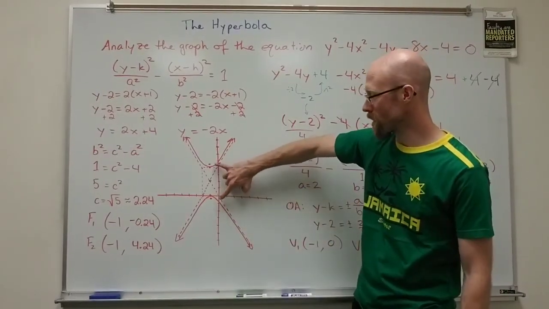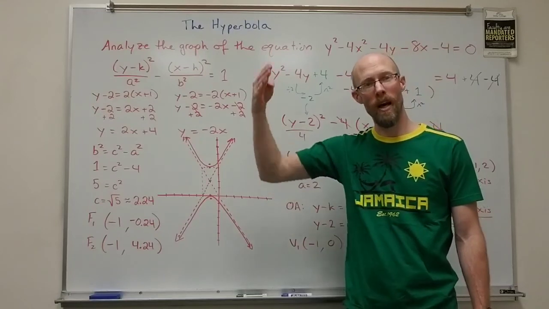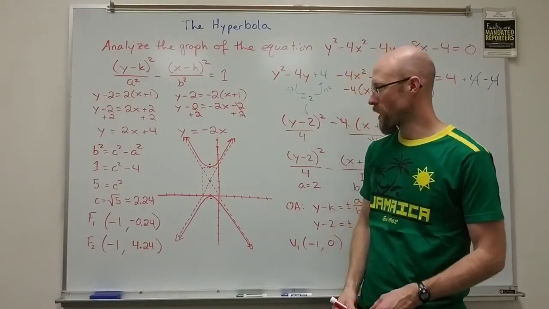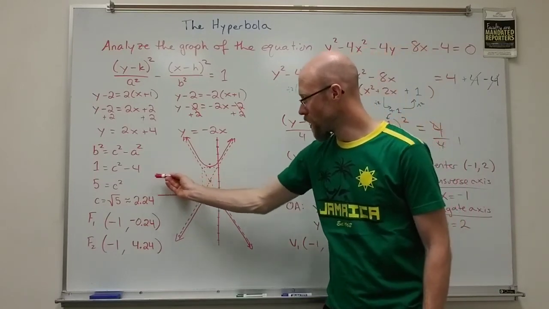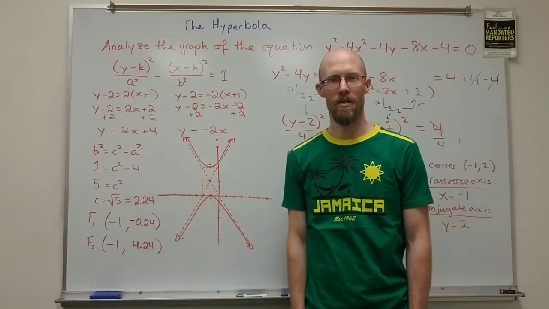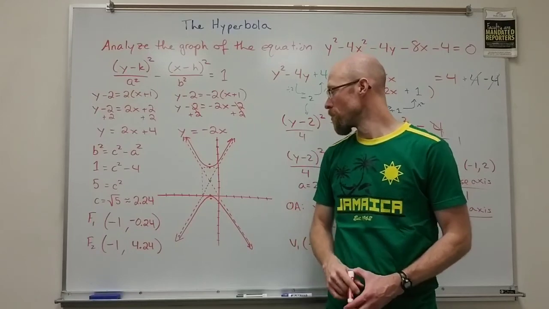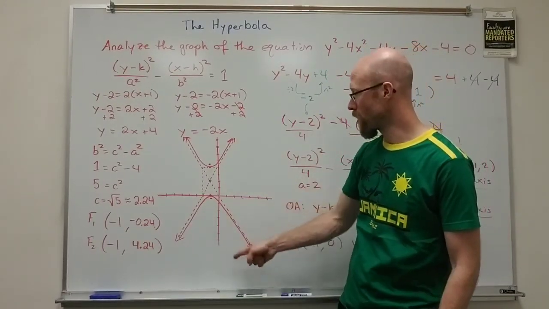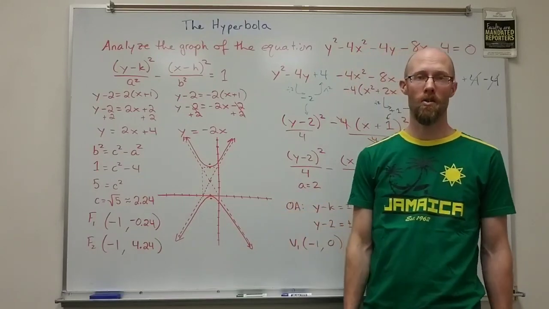Both your vertices and your foci all line up on the transverse axis, not the conjugate axis. The conjugate axis is the other axis of symmetry for this one, which I didn't actually plot either the transverse or the conjugate axis, but you could plot the vertical and the horizontal lines correspondingly there.